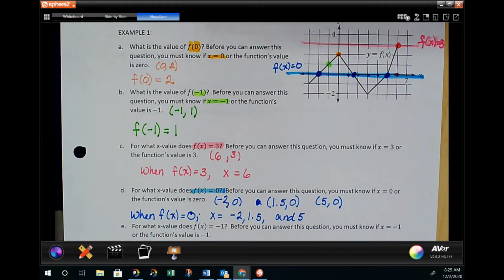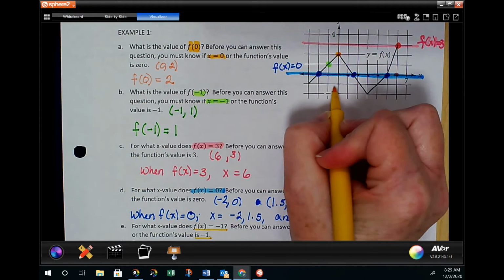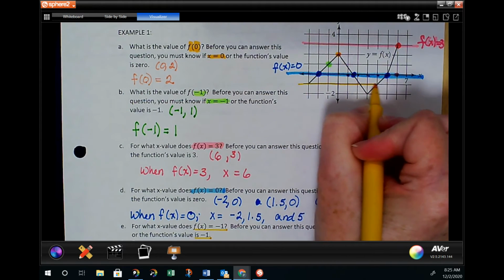So you're going to have multiple answers for this. This is how you would do this particular question because you would have multiple answers. Okay, so that's how you look at this. So what x value does f of x equal -1? So when this f of x is -1, I'm going to look and I'm going to draw that line on the graph.